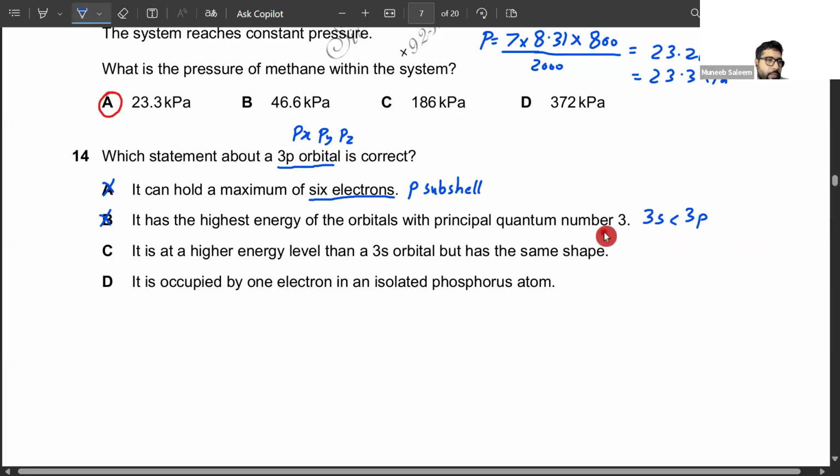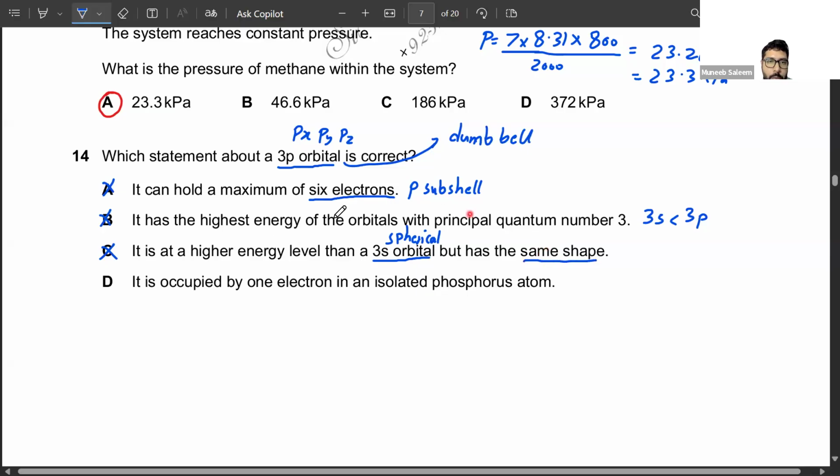Then the next one, C: it is at a higher energy level than the 3s orbital, but has the same shape. So that's wrong, because 3s orbital has a spherical shape. On the other hand, the p orbital or p subshell has a dumbbell shape. So that's also wrong. They do not have the same shape, they are different.